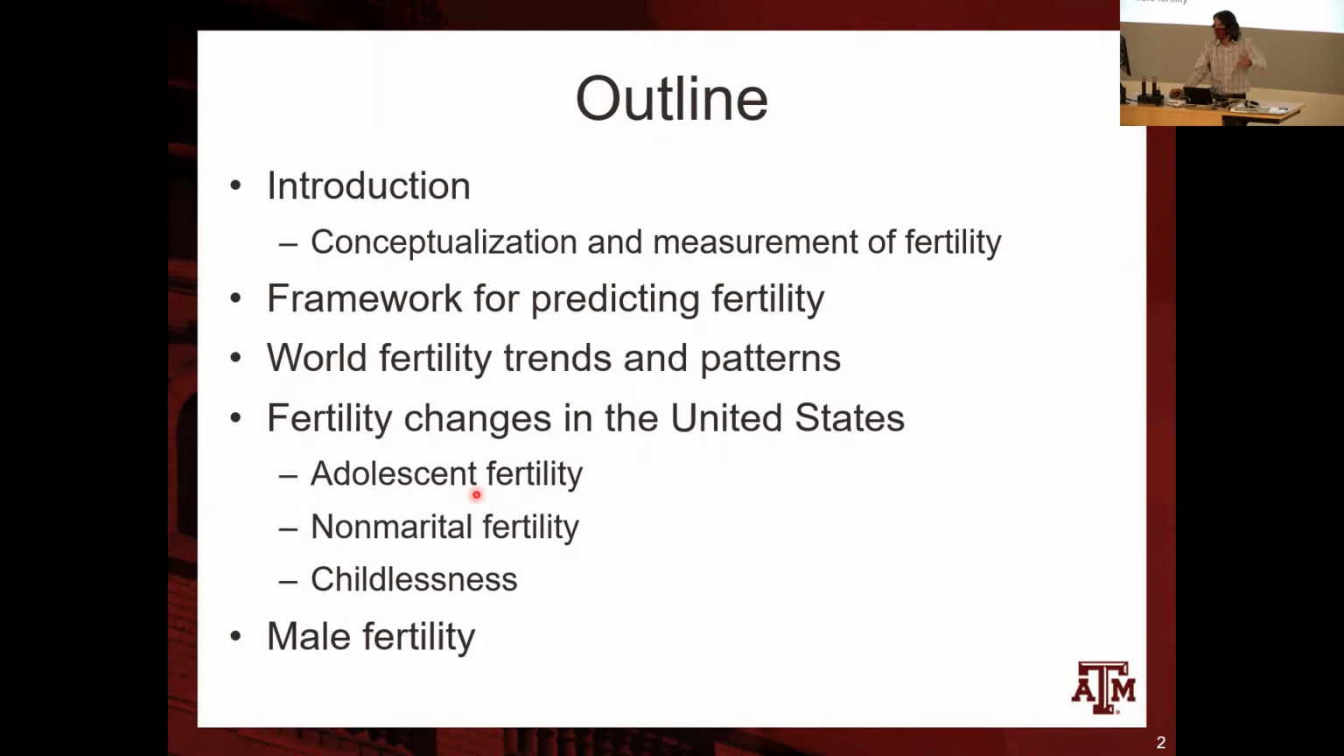And in the US, showing specific cases of adolescent fertility, non-marital fertility, and childlessness. So these are topics that I will cover here, specific in the US. And then a final section about male fertility that's still not really well studied by demographers. And the textbook emphasizes that it's important now to also deal with male fertility.